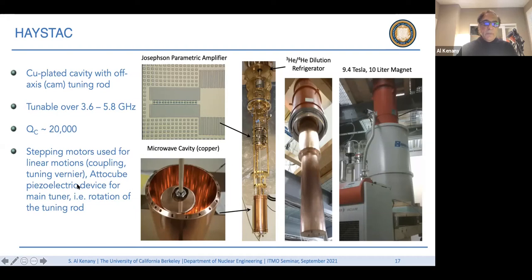10-liter magnet. And of course, the signal is amplified using a Josephson parametric amplifier. For the tuning, we use a stepping motor for linear motion coupling and a piezoelectric device for the main tuner. That's when you rotate the asymmetric rod, then we change the frequency inside the cavity.